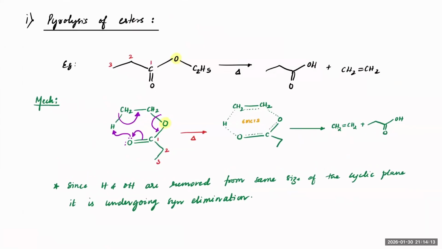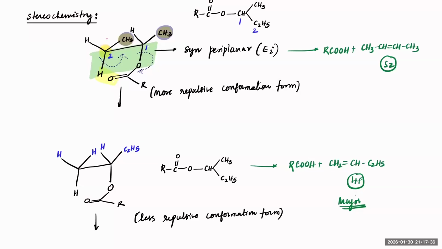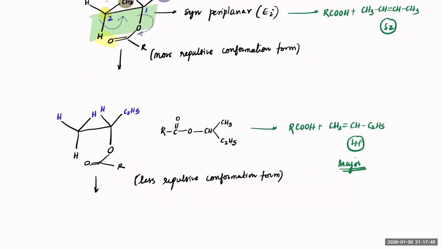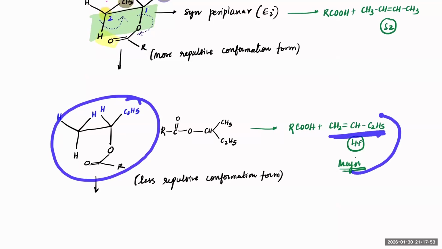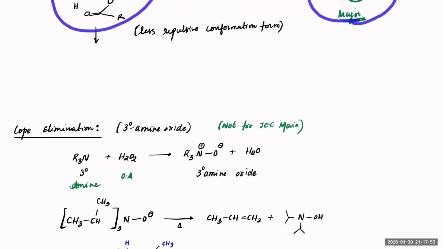What is pyrolysis of esters? Okay, so you can see how it is in syn periplanar. Due to this methyl repulsion, you will have less likelihood of forming this kind of conformation as compared to that of this conformation. Therefore, Hofmann is the major product in this case.